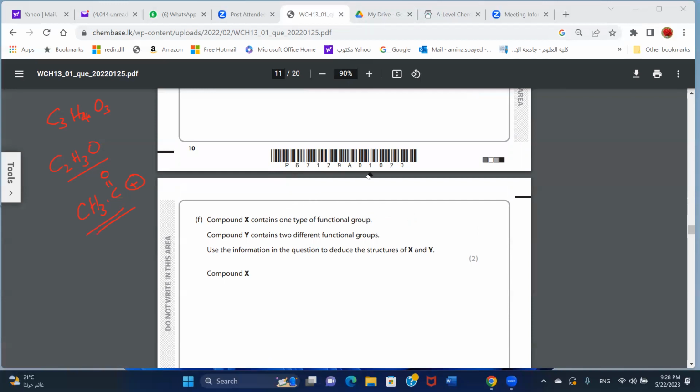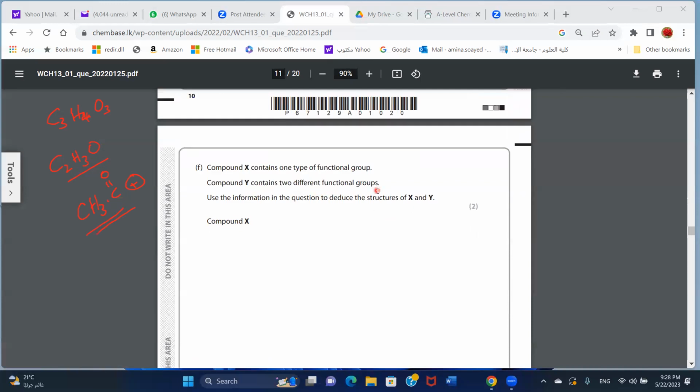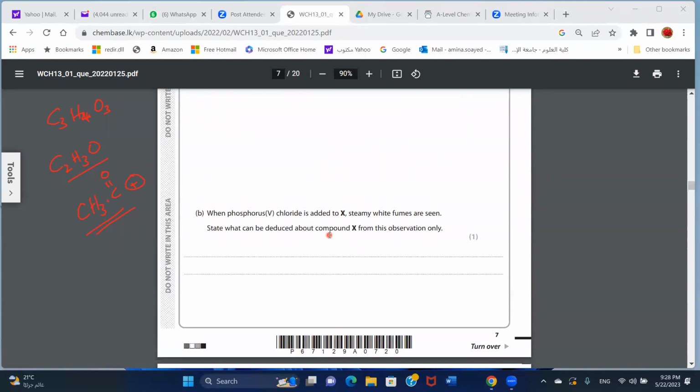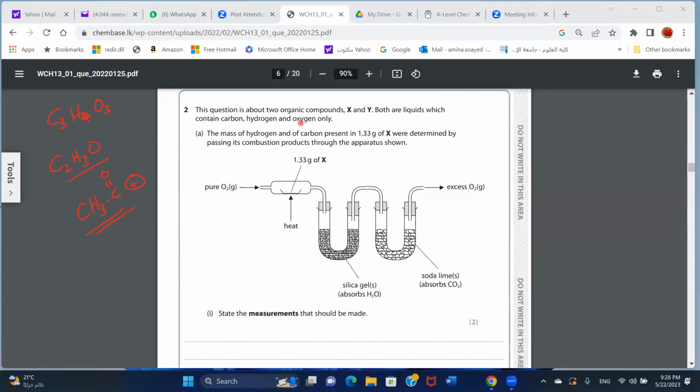Compound X contains one type of functional group. Compound Y contains two different functional groups. Use the information in the question to deduce the structures of X and Y. Of course, I can scroll up once more to get the information about X and about Y. So they said that compound X contains one functional group. Let's find out what compound X is from the beginning. From the beginning, they said that X has carbon, hydrogen, and oxygen, isn't it?